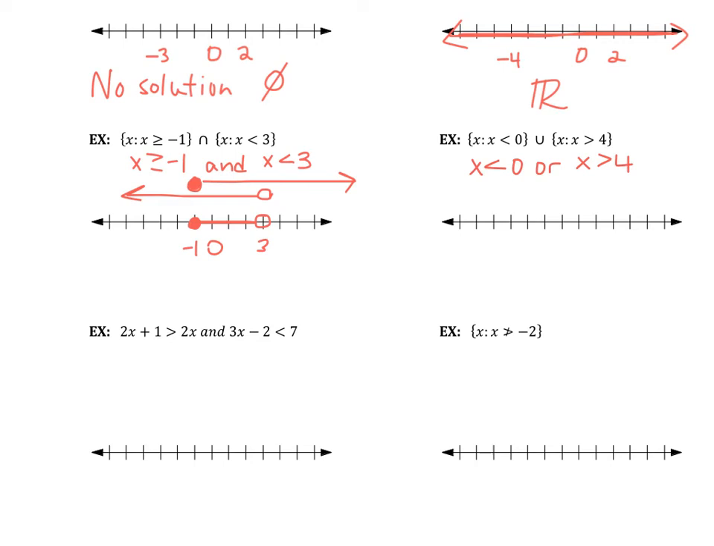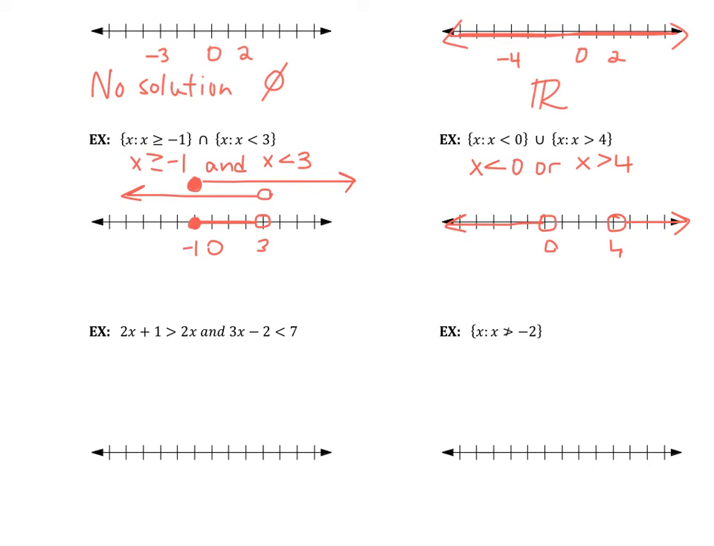So 0 is on our number line, 4 is on our number line. We'll have an open circle at 0 shaded to the left. Those represent the values that are less than 0. And then we'll have an open circle at 4 shaded to the right. Those represent the x values that are greater than 4.